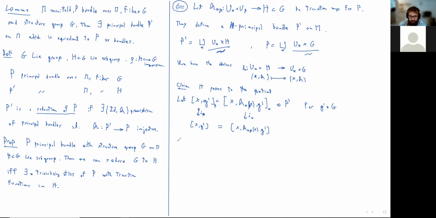Okay, so this proves the first direction, because we did find this reduction, this injective map, which is just the gluing of these e alphas. The vice versa is a bit more complex. That's why I'm going to change page.